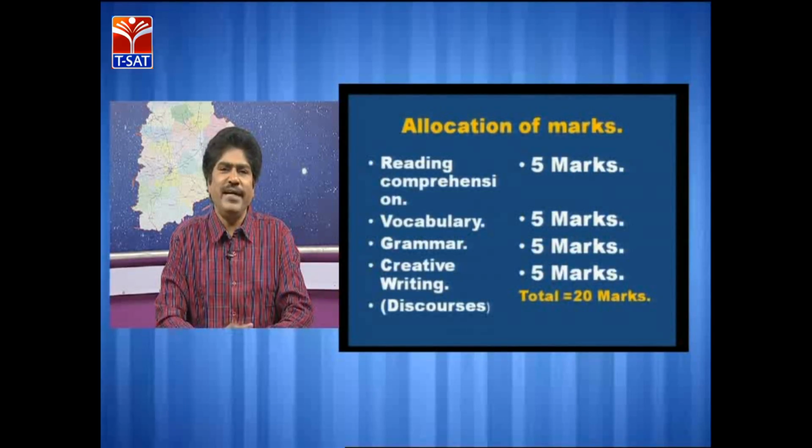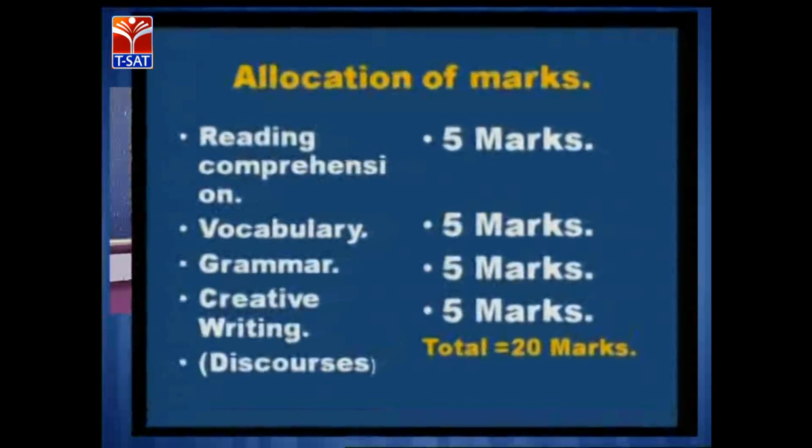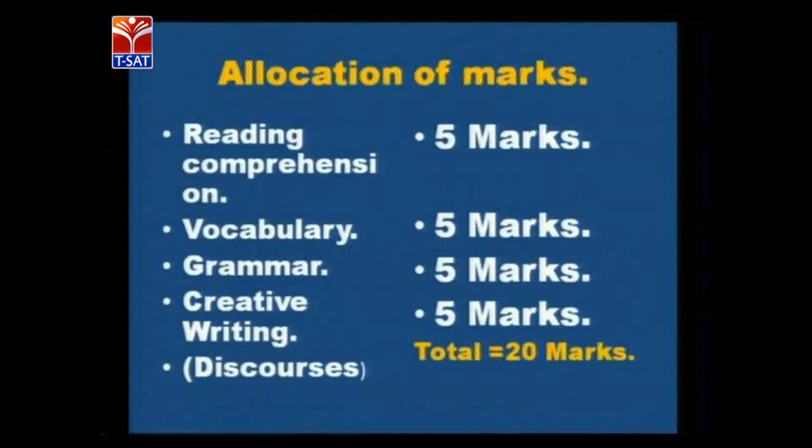Then you observe this allocation of marks for slip test. Reading comprehension 5 marks, vocabulary 5 marks, grammar 5 marks, creative writing 5 marks. Creative writing means discourses. So you observe that written discourse we teach to our students. It may be letter, poster, it may be a message, a description, etc.